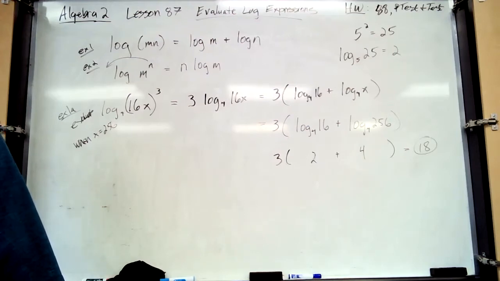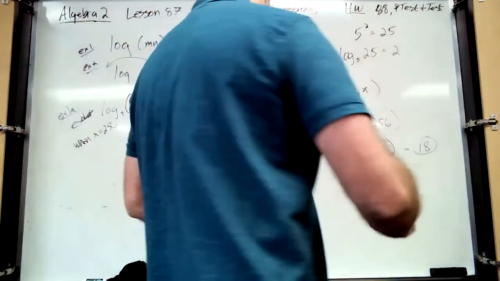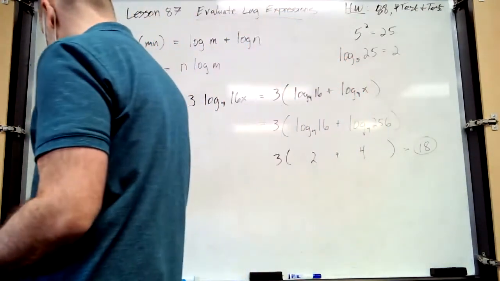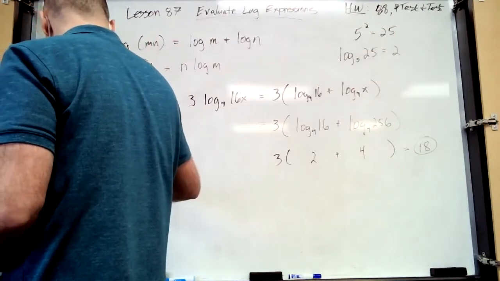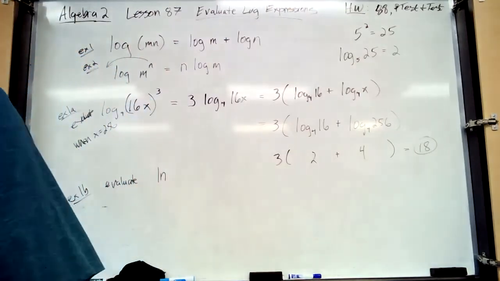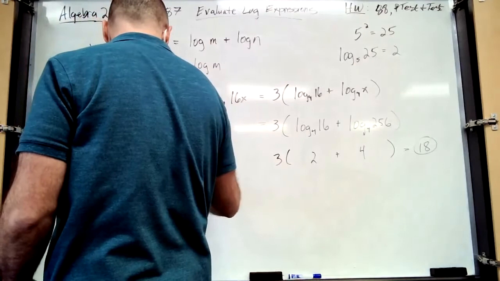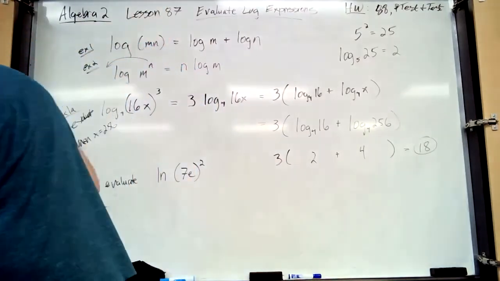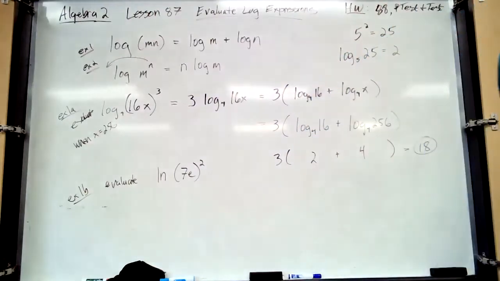All right, let's do another one. Let's do one that is a little more annoying. Okay, here's 1b. We're going to evaluate natural log of 7e squared. Okay, and that's it. So e is just that constant of exponential growth.